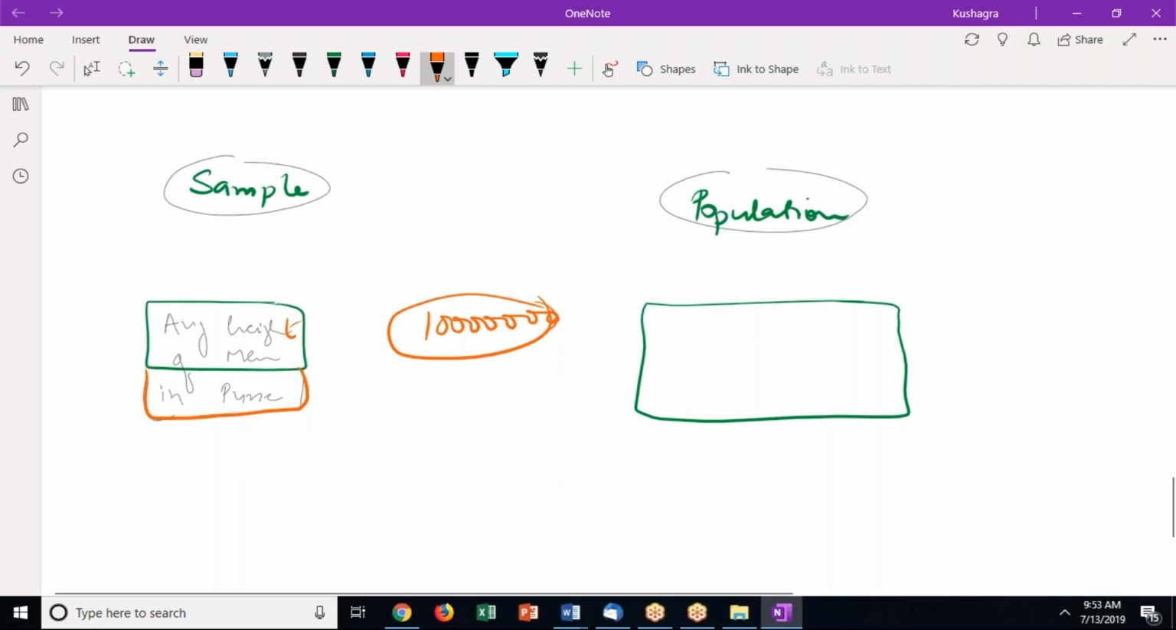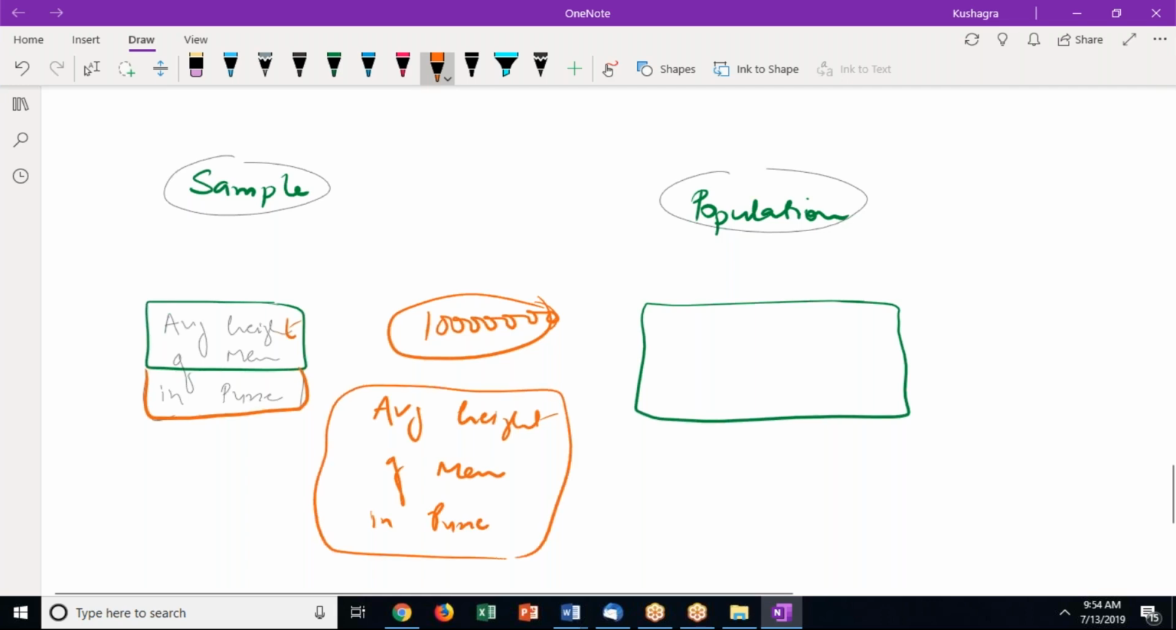So when you talk about the problem at hand, the problem is I want to figure out what is the average height of men in Pune. In that case, everybody who fulfills this criteria would form my population. So all those 10 lakh, 12 lakh, whatever we said, the individuals will form my population. My population will consist of all the people who are fulfilling this criteria.